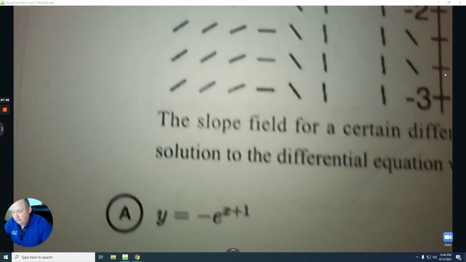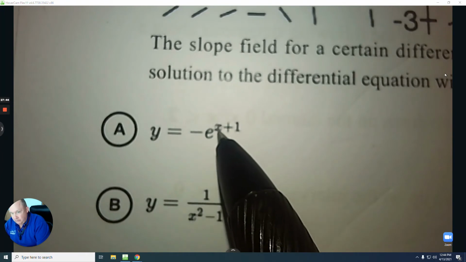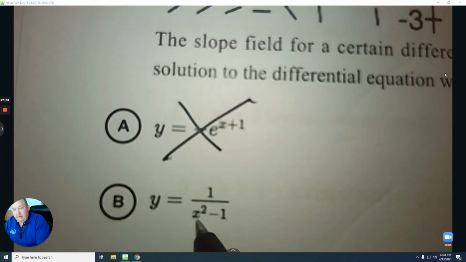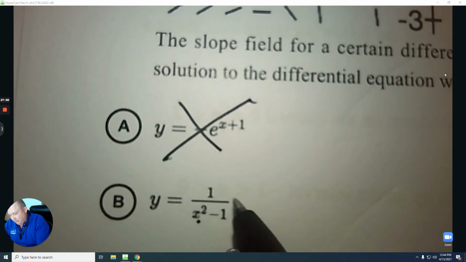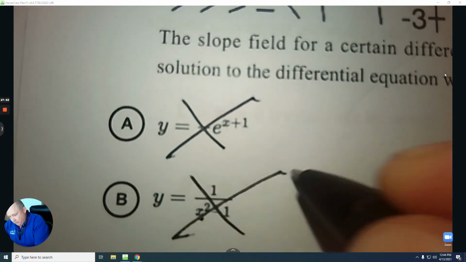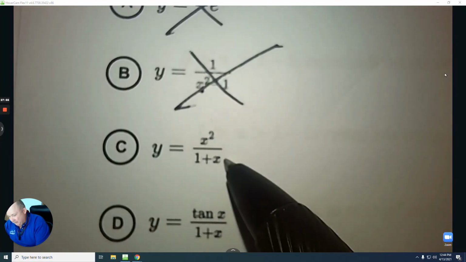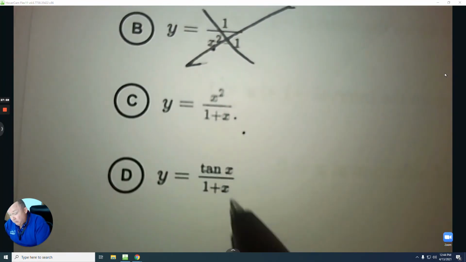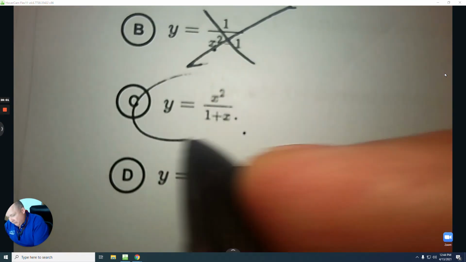If I plug in 0 for x, the answer is 0. Well, 0 plus 1 is 1. Negative e to the 1 is not 0. If I plug in 0 for x, I get the answer negative 1. That's no good. If I plug in 0 for x, I get the answer 0. And here I get the answer 0. So which one of these could it be? And the answer is here.